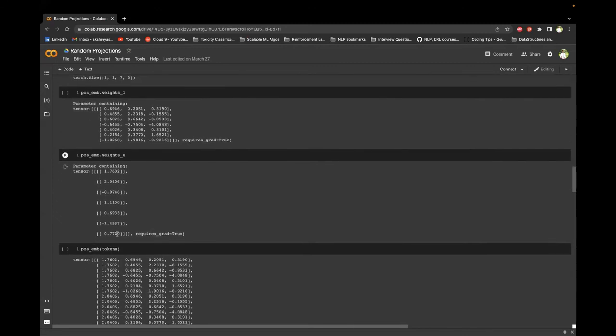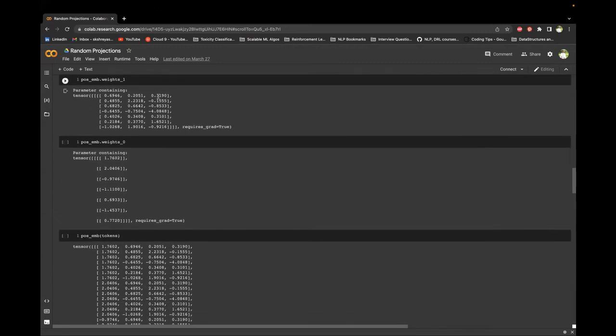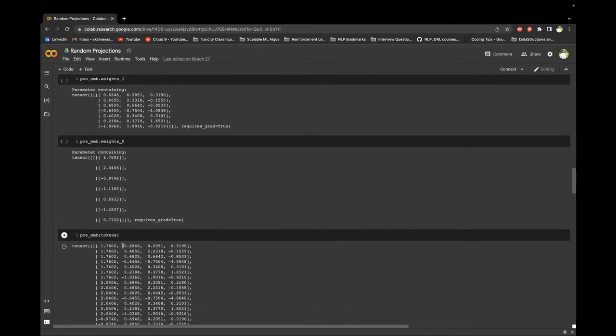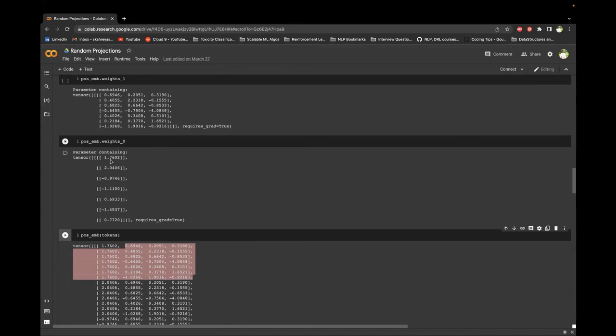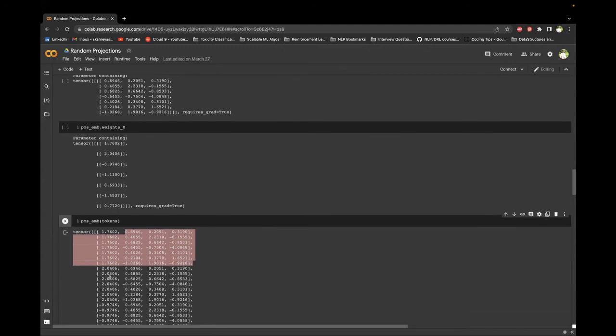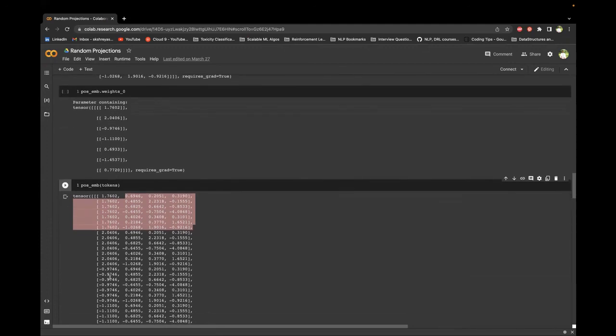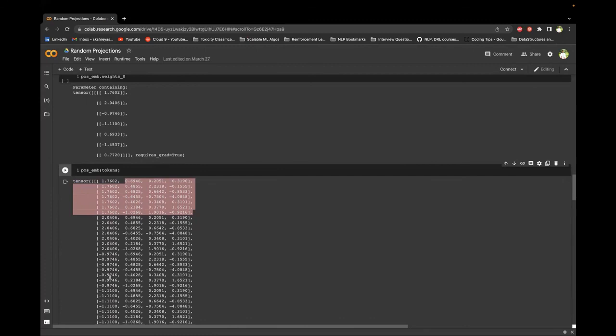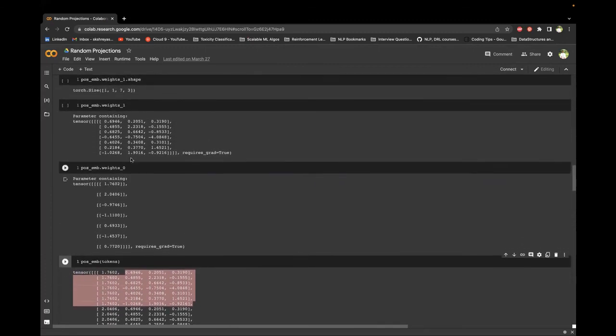Here you can see this 7 by 3 matrix, this one. And 1.76 is this value, which is getting embedded to each of these 7 by 3 matrices. So that you'll be able to reconstruct the 49 by 4 matrix just by using these two matrices.